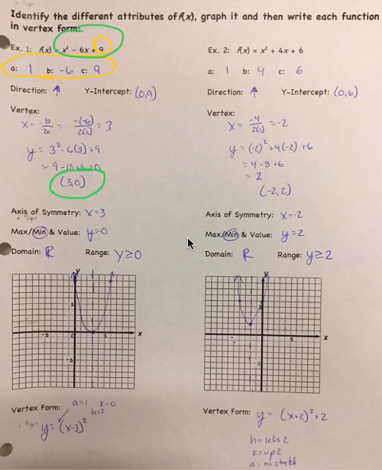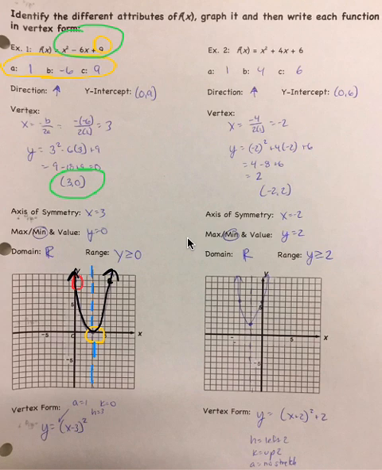And you can see I graphed it from our points. We have our vertex right here. We have our y-intercept, 0, 9. We have our axis of symmetry right through the middle. So then, simple enough, find that third point, connect the dots.